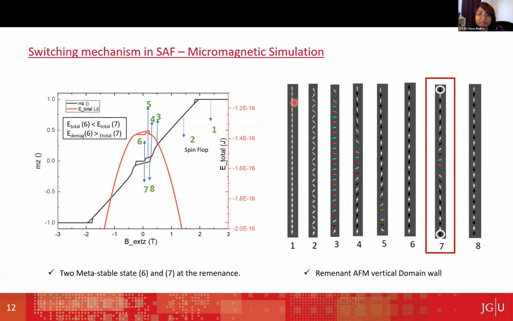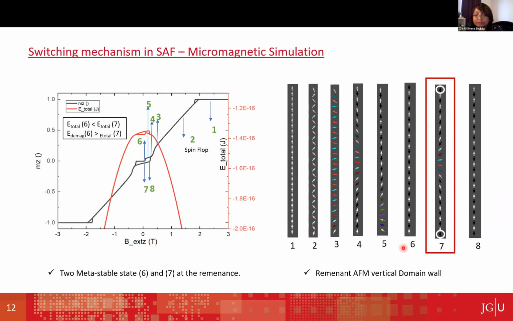Now I will guide you visually through what is happening in our switching mechanism. In state number 1, everything is fully saturated. When you decrease the magnetic field, slowly the spins start flopping, and you get a spin flop state at number 2. And the spin flop state slowly gets converted into a vertical spin spiral state as shown in figure 4. However, this is at a certain magnetic field, and when you decrease the magnetic field slowly, you'll get fully compensated synthetic antiferromagnet domains at zero magnetic field.